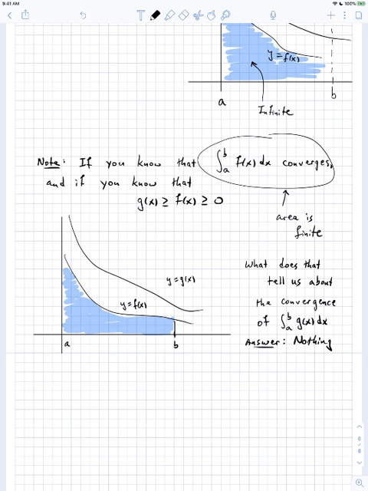I did these examples for an infinite discontinuity, but the same is true. So let me write this down. We illustrated, or we looked at, examples with an infinite discontinuity at the left endpoint.